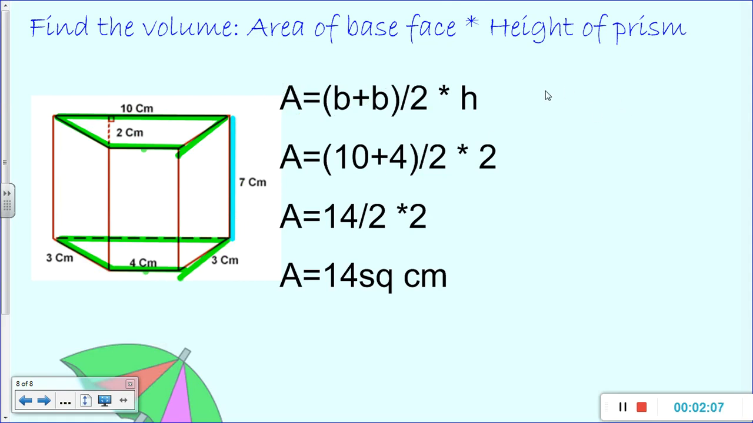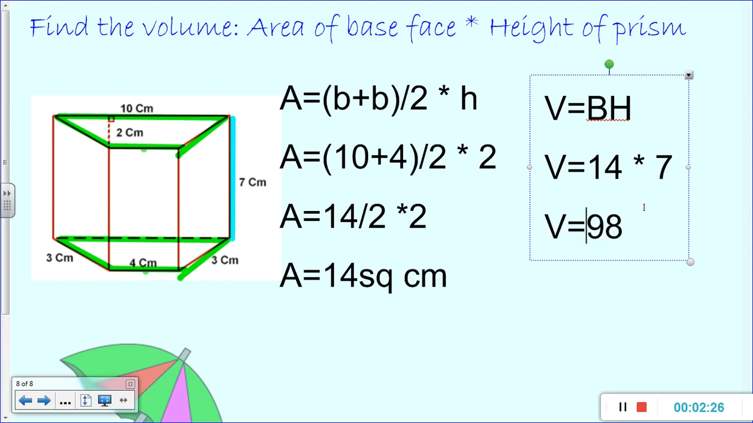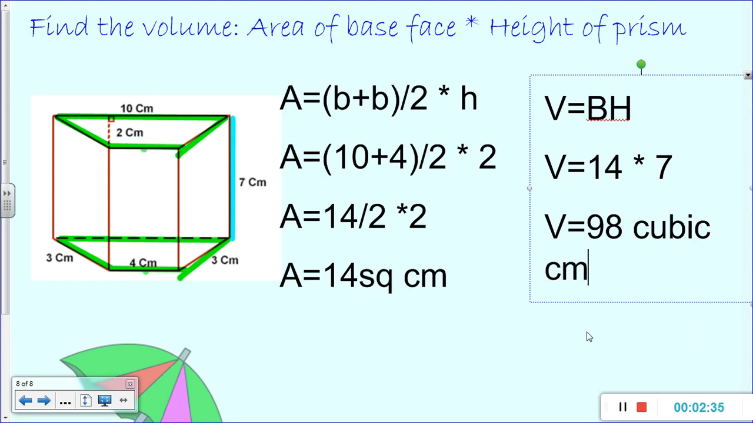Okay, so again, when I talk about the volume, it's the base face area times the height. Okay, so I have the 14. I'm going to multiply that by 7 because that's the height of my prism. Okay, and then when I do that in my calculator, I get 98. Okay, so please don't try and do all of this stuff in your head. I'm using a calculator, you just can't see it because it's off screen. Okay, so then that would be cubic centimeters because it's volume.